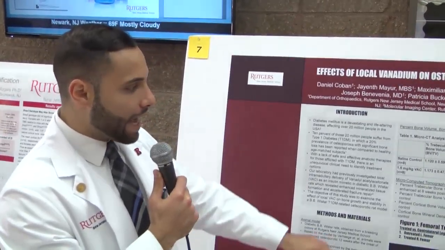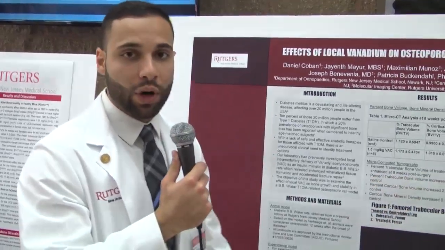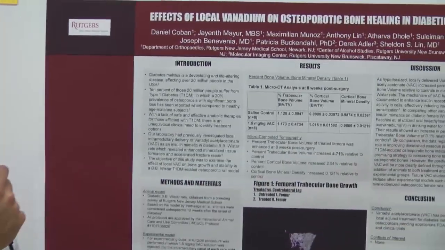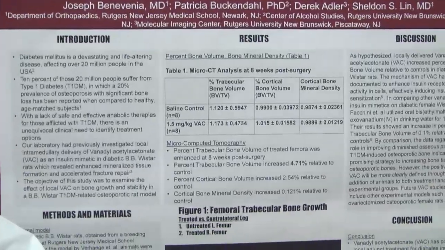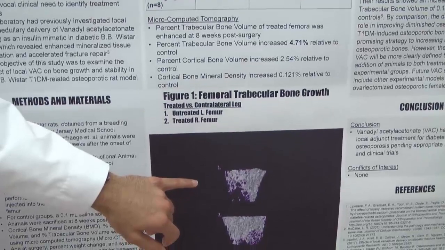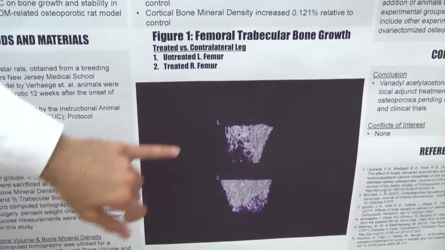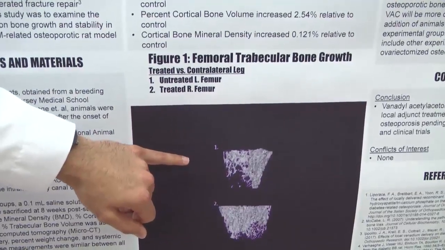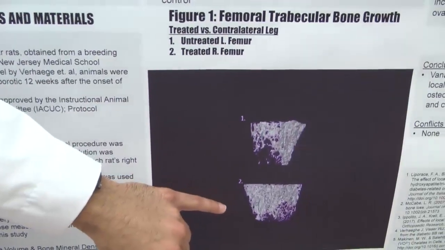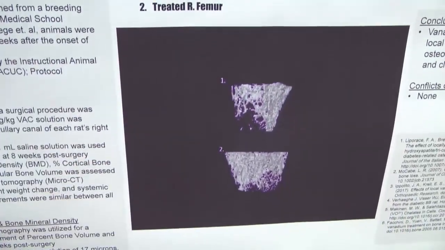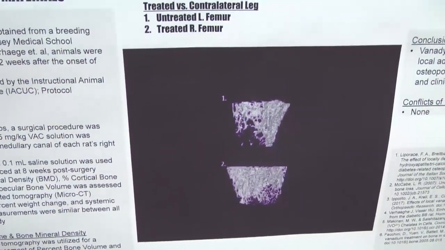What was really great is that we saw a percent trabecular bone volume increase of 4.71% in our rats after 8 weeks. You can sort of visualize this. Right here we have the treated versus contralateral leg in the same rat. So picture one on top is going to be the contralateral untreated left femur versus the right femur that was treated. And you can really look and visualize at some of the trabecular bone growth that was seen.